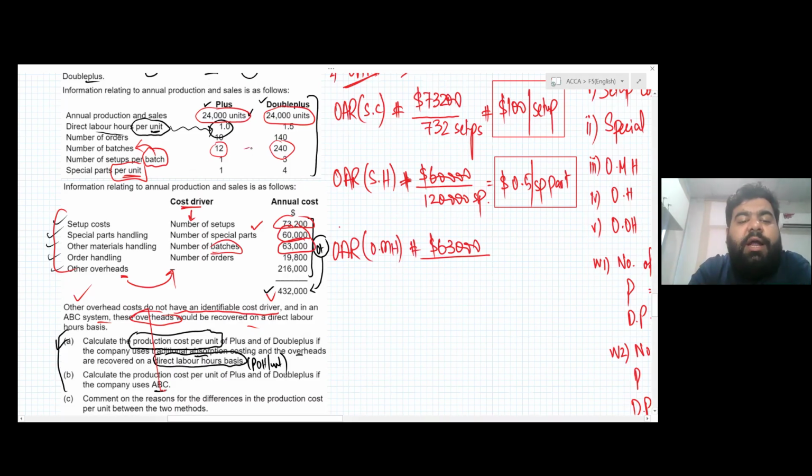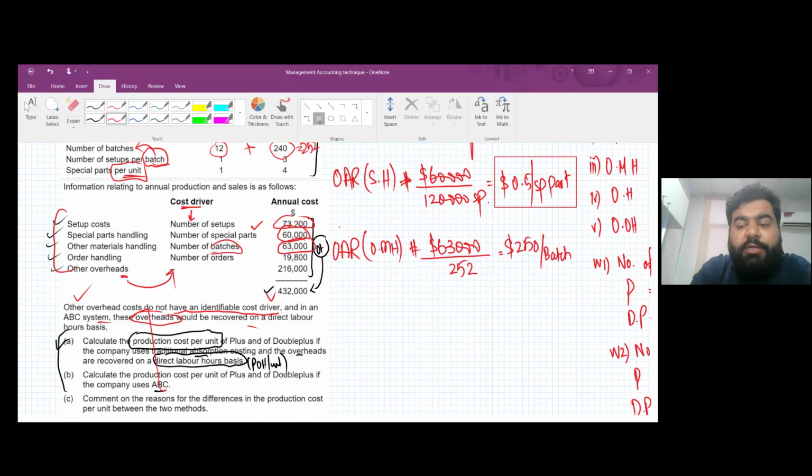Now we can easily sum up. You don't need to multiply anything. Earlier it was per batch and per unit, and you have to focus on that. If it's number of batches, it's simple. Just total it up. So 252 will be the base here, and we can calculate 63,000 divided by 252. It's $250 per batch.